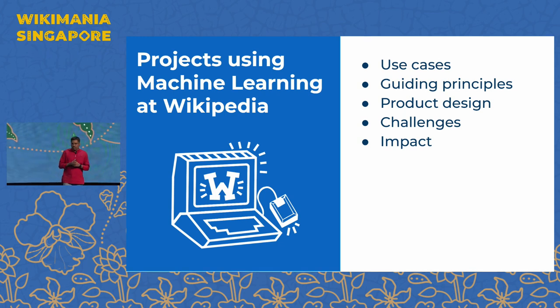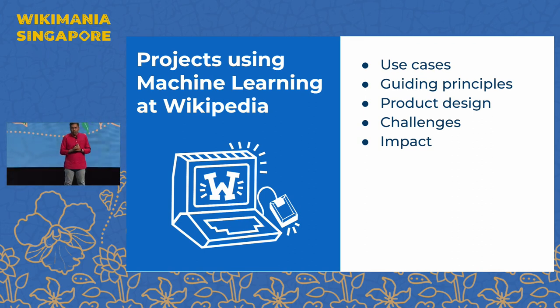The guiding principles of using machine learning techniques in Wikipedia projects are not complex, they're simple. It's all about empowering our users, whether they are editors or just readers. We want to make sure that we are not discriminating based on any language. All the tools that we are developing should be available in as many languages as possible. So that's one of the guiding principles.